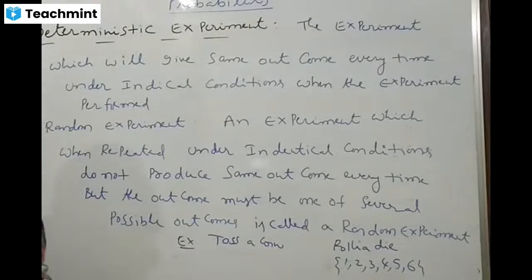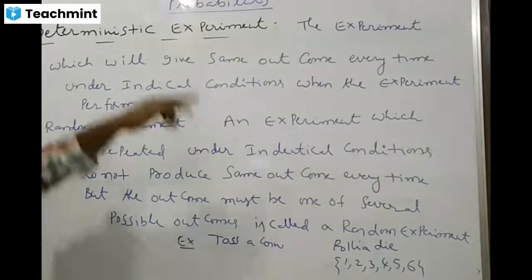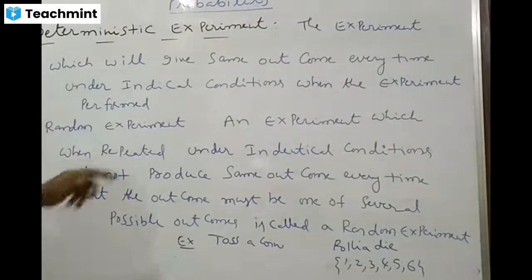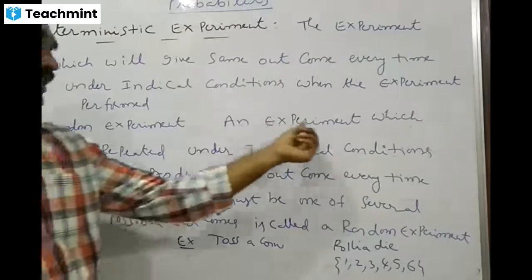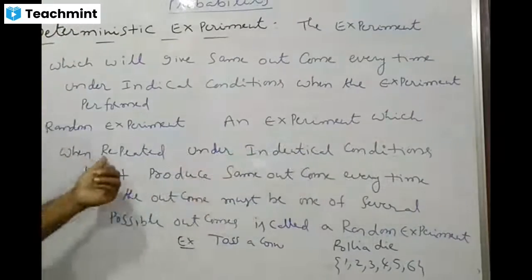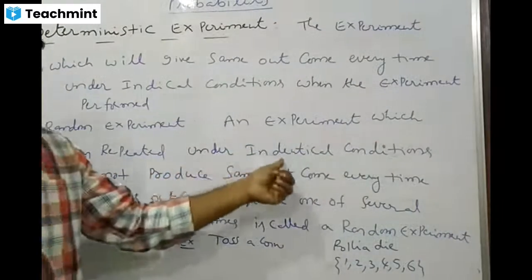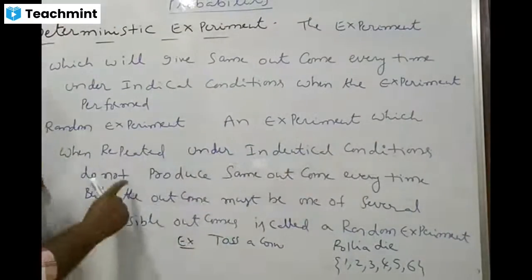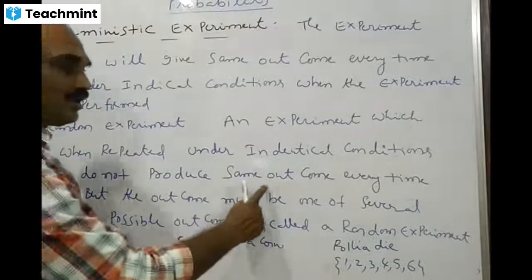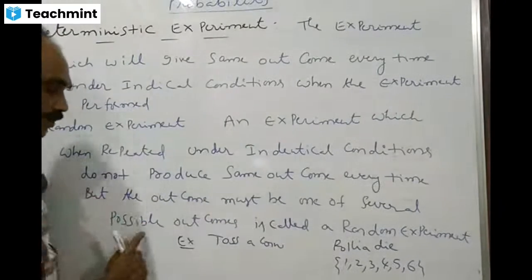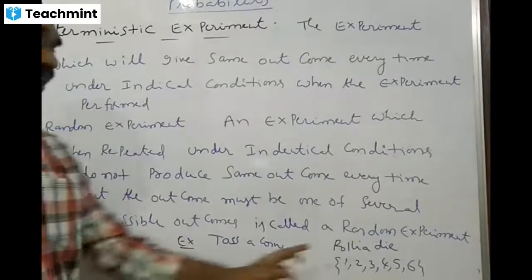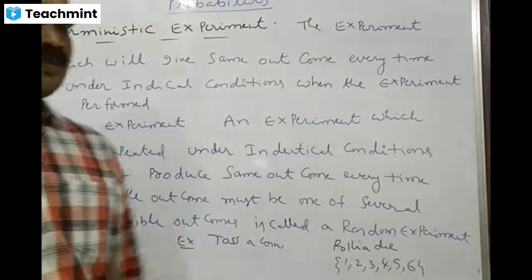Okay, students, have you understood? Experiments are of two types. First one, deterministic experiment. Second one, random experiment. A random experiment is an experiment which, when repeated under identical conditions, does not produce the same outcome every time, but the outcome must be one of several possible outcomes.